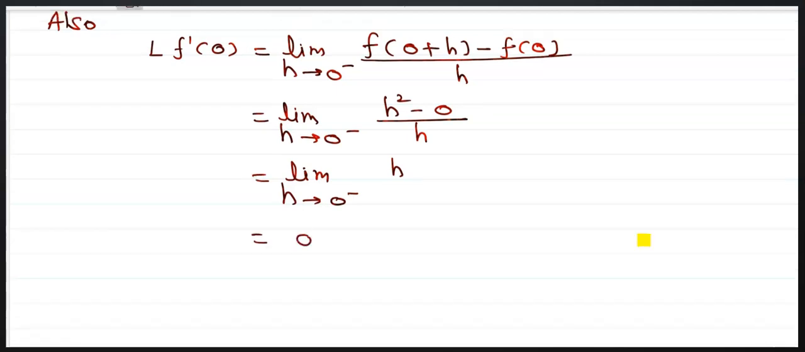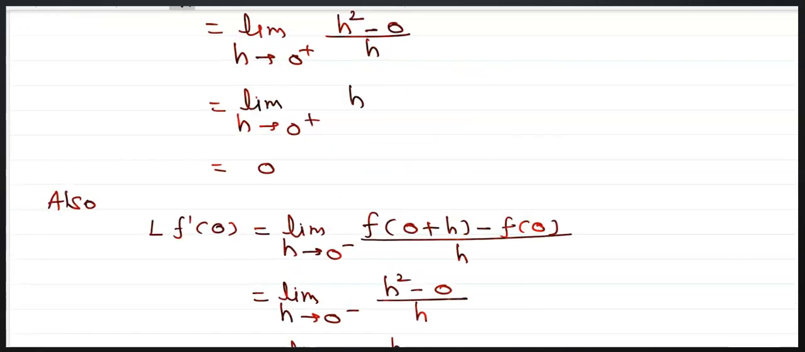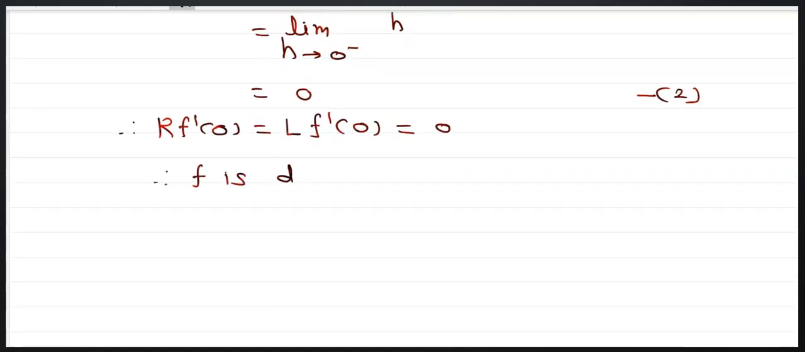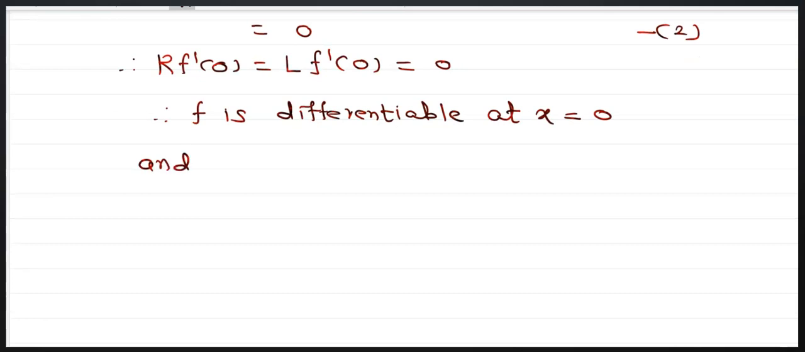Therefore, right hand side limit and left hand side limit both are equal. Therefore, f is differentiable at x is equals to 0, and hence it is continuous at x is equals to 0. Now next is right hand side differentiation.